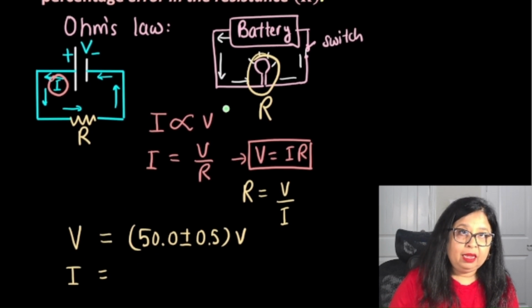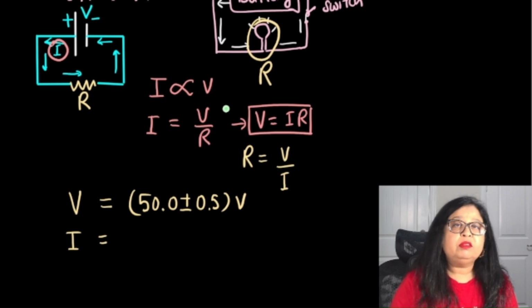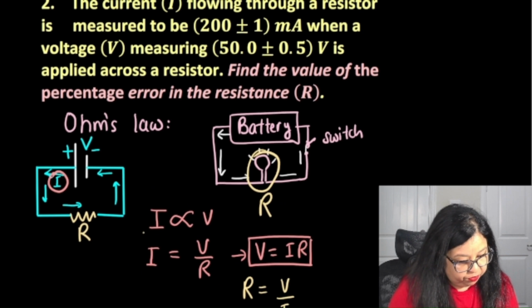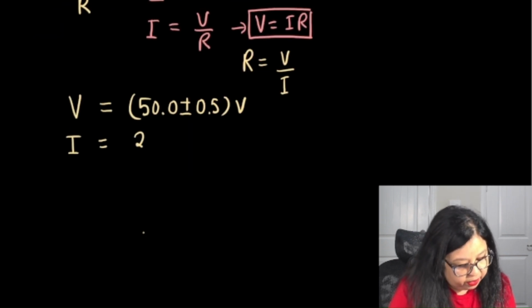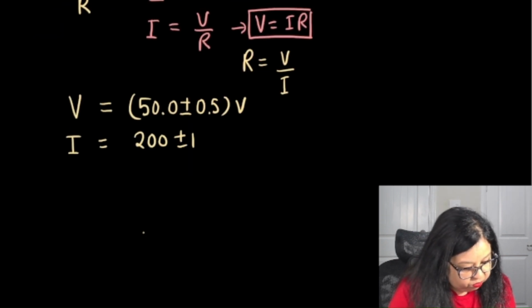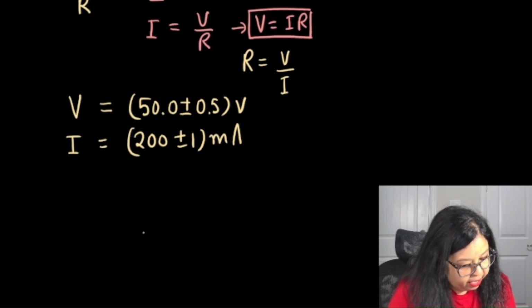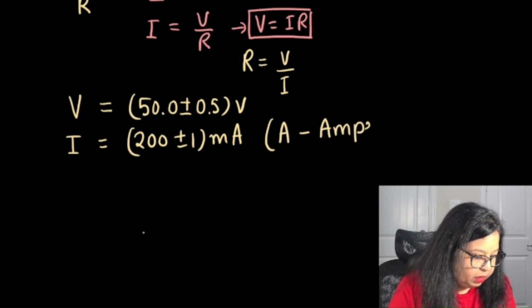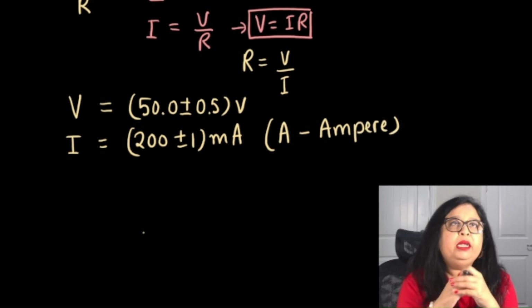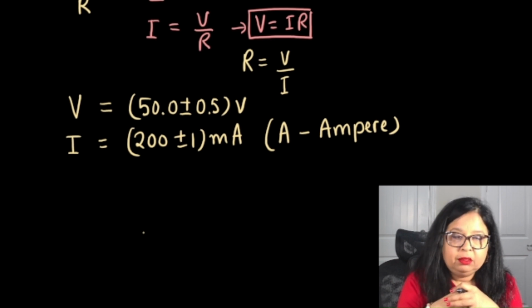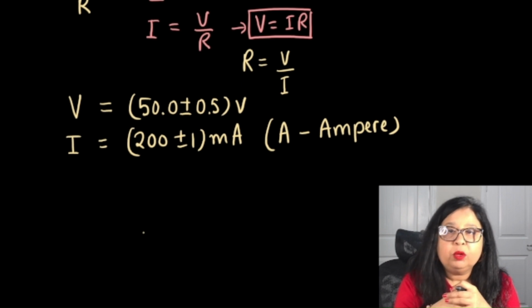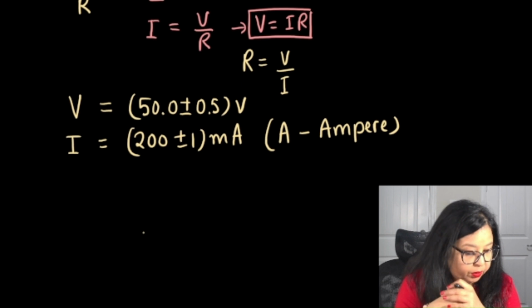So uppercase A is for ampere. Ampere is the SI unit for current. 200 plus minus 1 milliampere. So ampere is spelled A-M-P-E-R-E. You might hear some people say amperage, that the amperage of this device is, say, 200 plus minus 1 milliamperes. They are referring to the current flowing in the device.